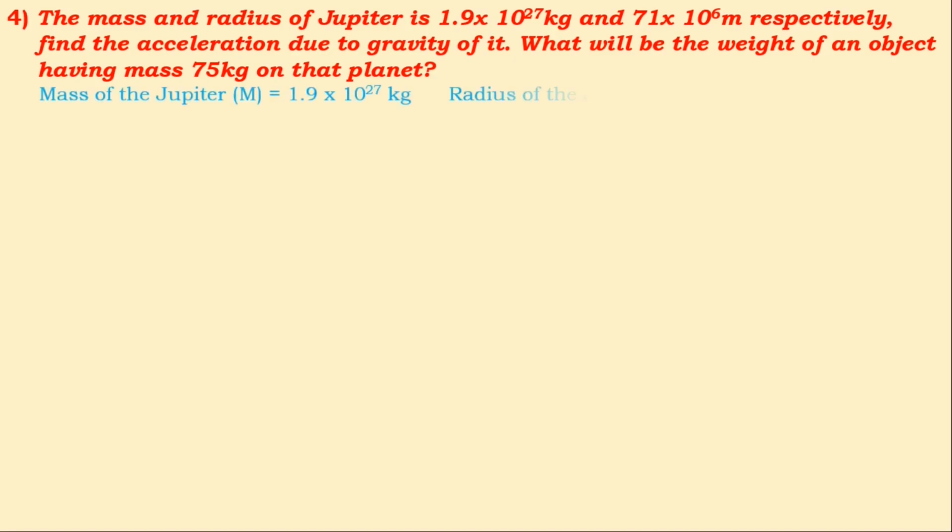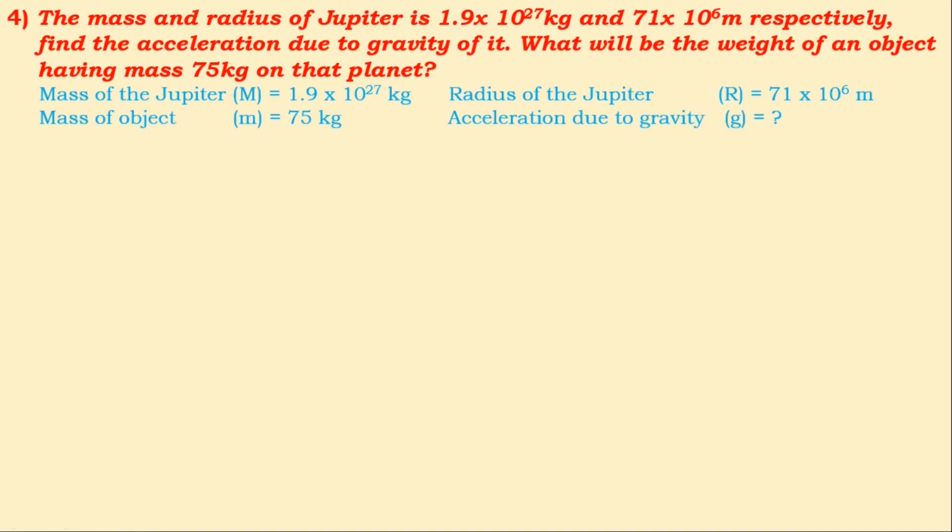Okay, first we have to write the information. Mass of Jupiter, capital M, 1.9 into 10 to the power 27 kg. Radius of Jupiter is r, 71 into 10 to the power 6, it is given. And another piece of information, mass of the object 75 kg, and we are going to calculate the acceleration due to gravity, and we have to calculate the weight of that person also. There are two questions. First we calculate the acceleration due to gravity on the surface of Jupiter, and when we get this acceleration due to gravity, I mean small g, then weight can be calculated, W equal to mg.